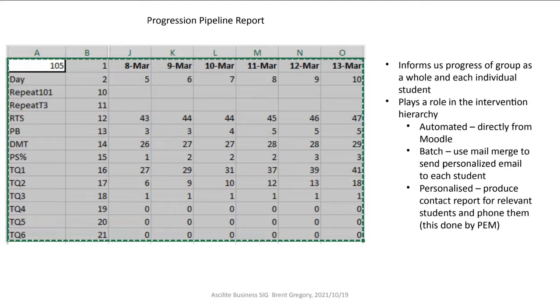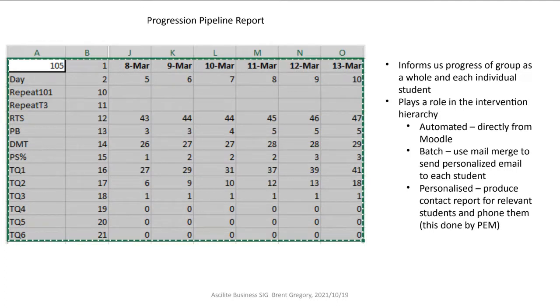Then level 2 was what we call batch. So batch, we would use our progression pipeline report, and we would use this to produce a mail merge to send each student a personalised email to say, again, dear Brent, this is what you've done in the unit so far. We'd also expect you by now to have done this. When you haven't done it, can you let us know when you're going to get it done, or if you've got any issues or you need any help?